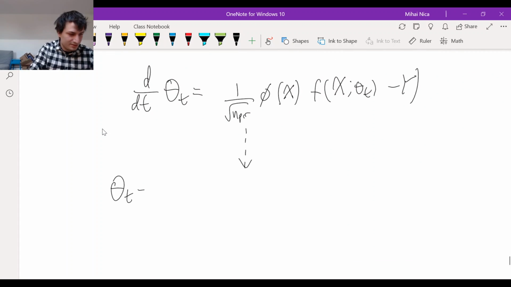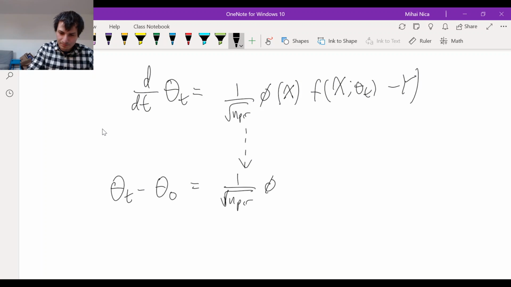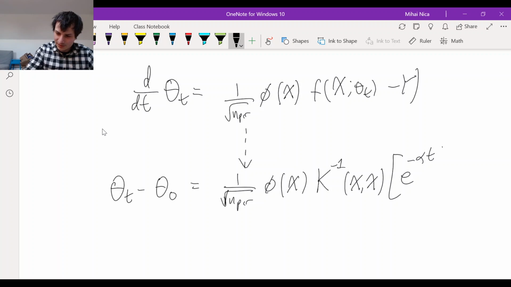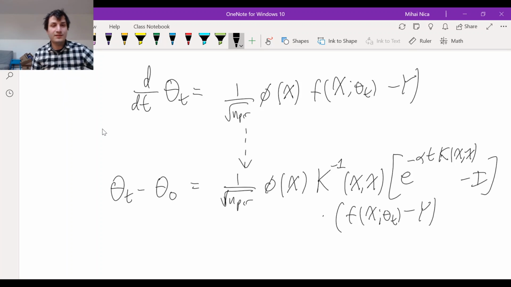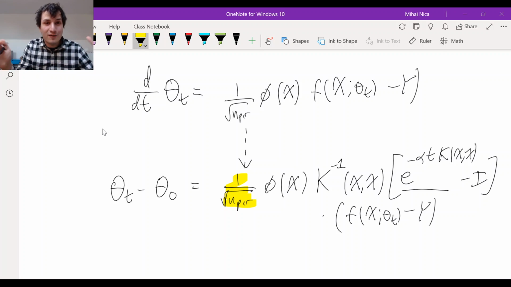Theta t minus theta 0 is exactly this, the same k inverse appearing from the same integral of a matrix, e to the minus alpha t k of x minus the identity times f of x theta t minus y. And you can take the limit as t goes to infinity. In that limit, this term will go to 0. That'll give you how the parameters change as well. And so the interesting thing is that we have a 1 over square root of n power that tells you the parameters don't change much if you have a lot of parameters. Each individual parameter doesn't change much. Okay, there's more on that in the notes, so hopefully you check that out, and hopefully that helped you understand the proof.